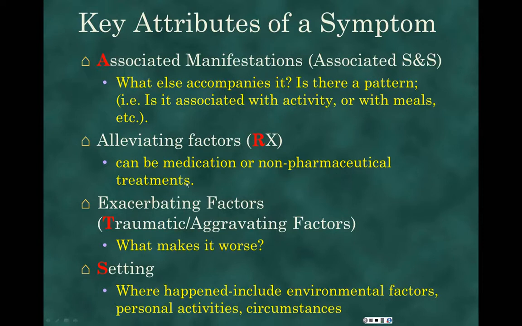Alleviating factors: what kinds of things have helped, either medicines or non-pharmacological treatments? What things aggravate? What makes it worse? Settings: where does it happen, including environmental factors, activities, circumstances, etc. Also think of severity.